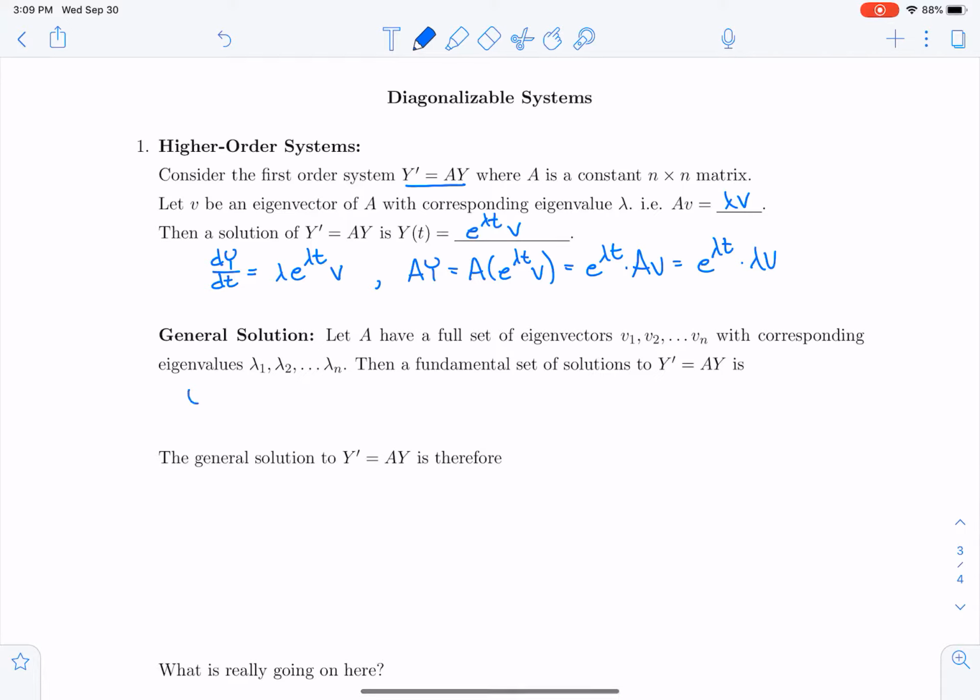Those solutions look like y1, which is equal to e to the lambda 1 t v1, y2, which is e to the lambda 2 t v2, all the way down to yn, which is equal to e to the lambda n t vn. And we know that those solutions form a fundamental set of solutions because they're linearly independent, and they're linearly independent because the eigenvectors v1 through vn are linearly independent.